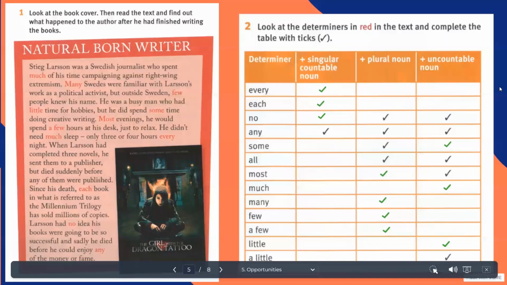So if a friend asks you for a favor and you are really busy, you really don't have time to help him, you will say, I'm sorry, I have little time. But if you do have a few minutes to spare, you will say, oh, I have a little time. You know, I can help you. I have half an hour or so. And of course, little and a little cannot be used with either singular countable or plural countable nouns. So with plural countable nouns, we use few and a few.